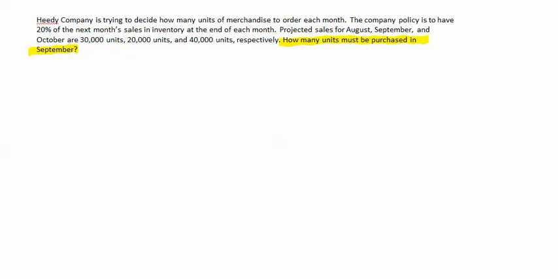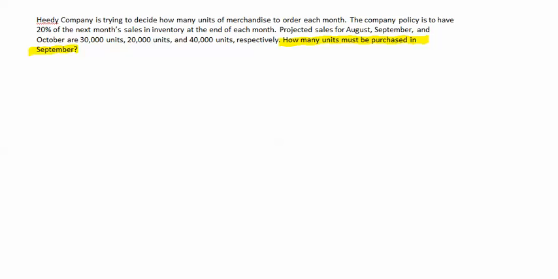Let's read on. Heating Company is trying to decide how many units of merchandise to order each month. The company's policy is to have 20% of the next month's sales in inventory at the end of the month. So that means that we'll look at the next month's projected sales, calculate 20%. We want to have that as our ending inventory before we get to that month. Projected sales for August, September, and October: 30,000, 20,000, and 40,000.